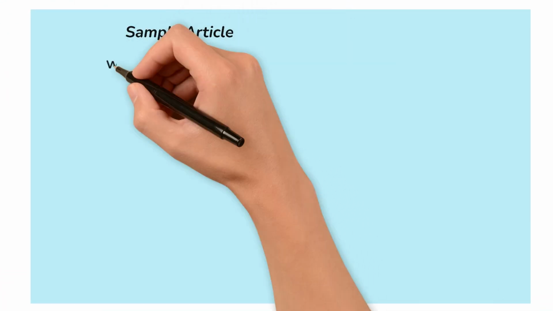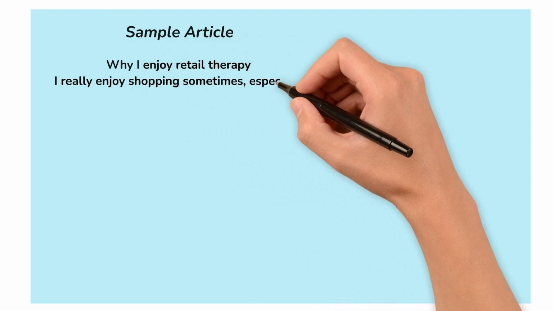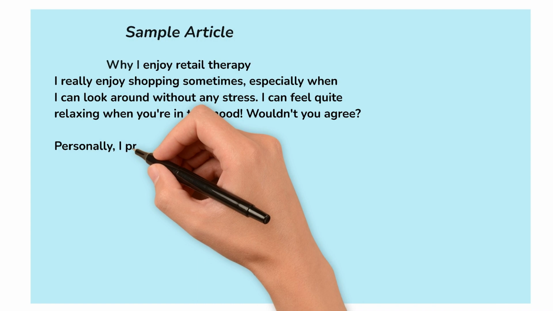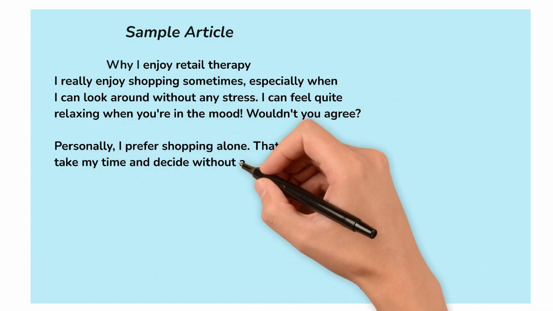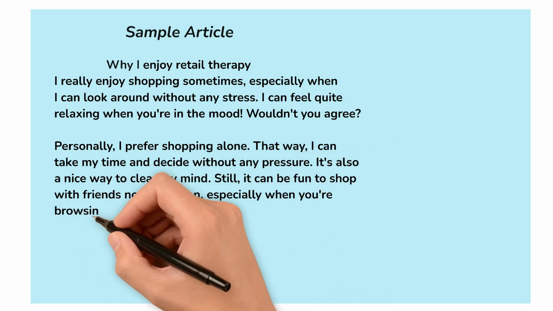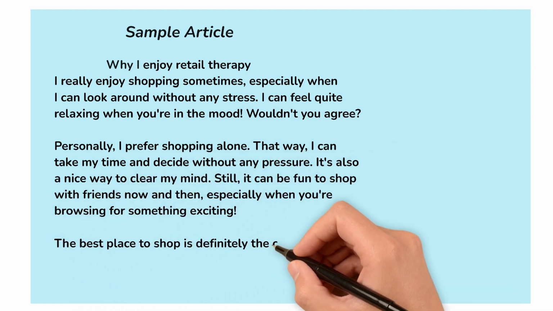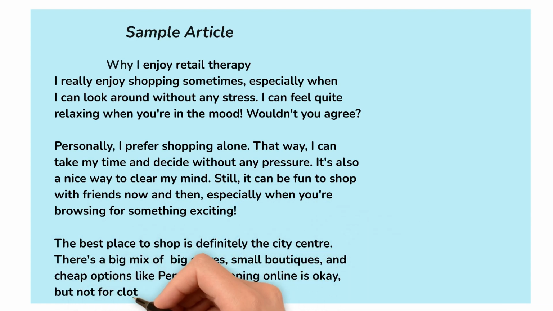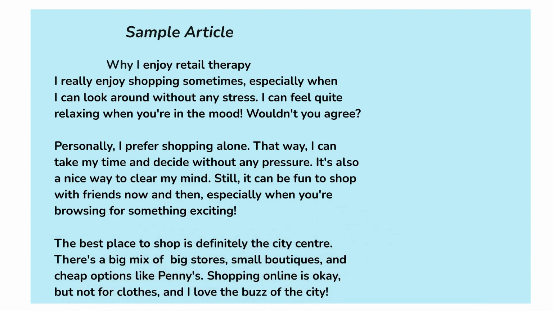Now let's have a look at a sample article. We can see the title, Why I Enjoy Retail Therapy. Our first topic sentence is I really enjoy shopping sometimes, especially when I can look around without any stress. In the second paragraph, the topic sentence, personally, I prefer shopping alone. And in the third paragraph, our topic sentence is the best place to shop is definitely the city centre.